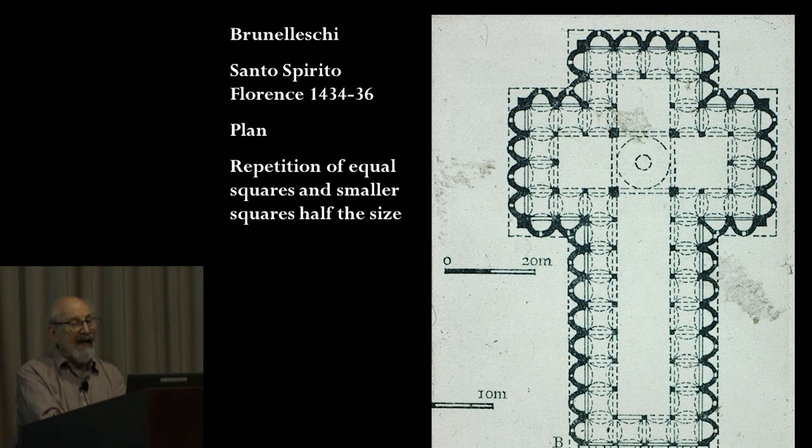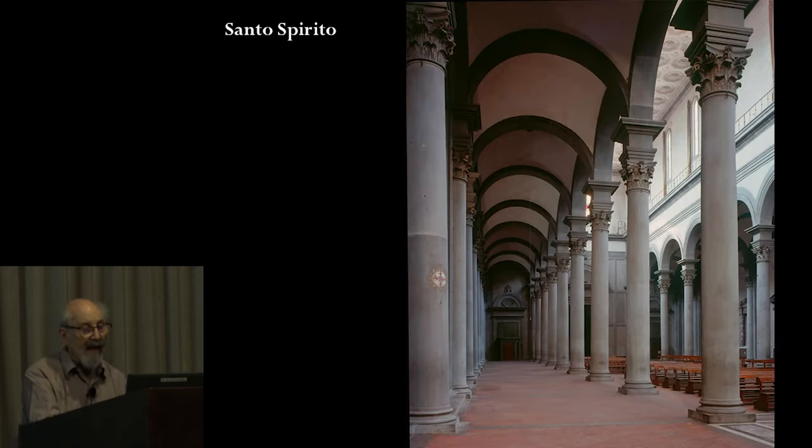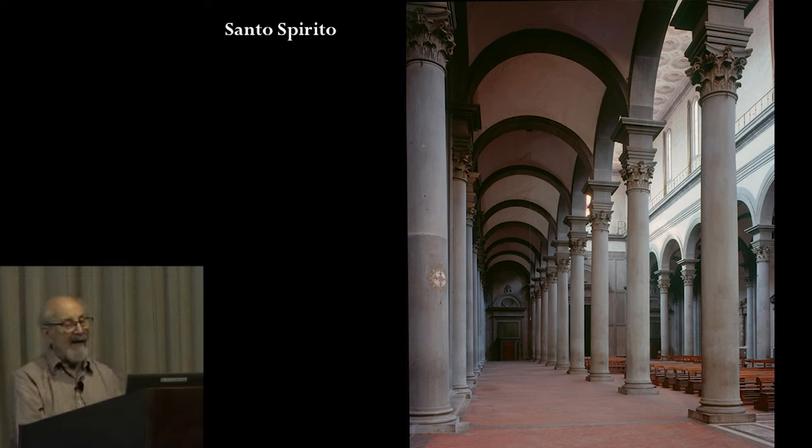And around that dome are three squares and a long rectangle made up of equal squares. And then the square at the crossing is the same as the squares in the transepts. And then around the edge, the chapels are squares of half that dimension. I remember standing in this space, really awed by the beauty that comes from proportion and harmony.